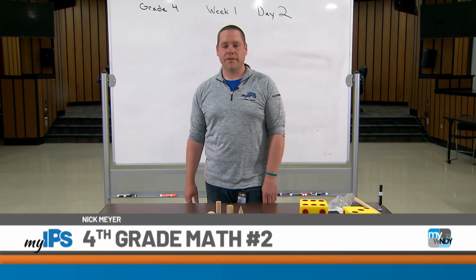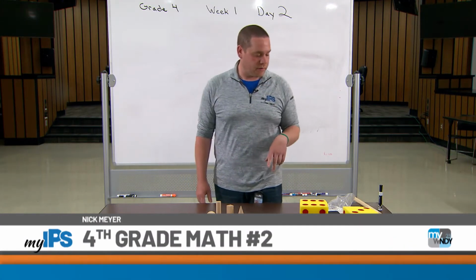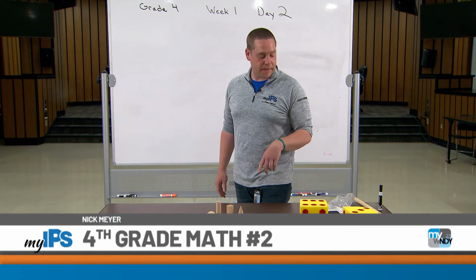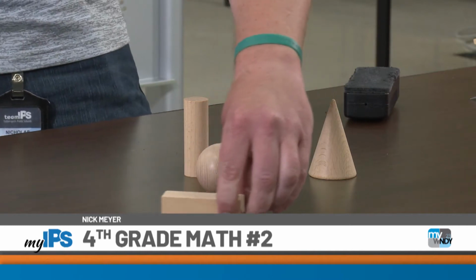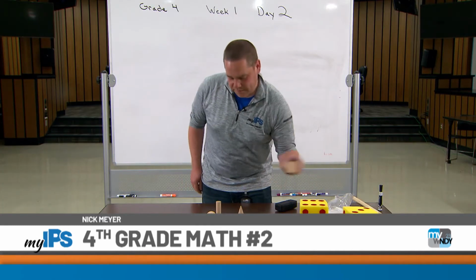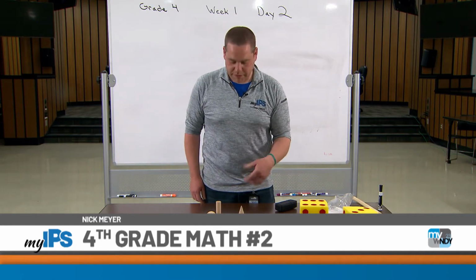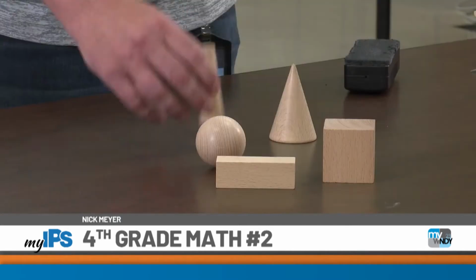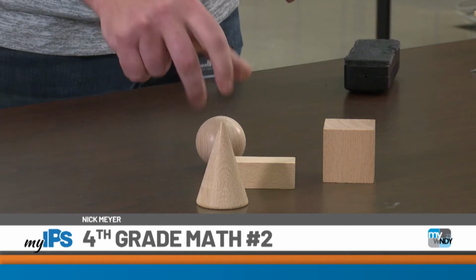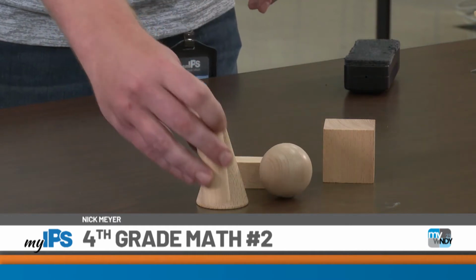Hey fourth graders, it's Mr. Nick again. We're ready for day 2 of your learning. Take a look at these objects. There's a rectangular prism, looks a little bit like that. You've got a cube, or a picture of a cube, a pyramid that I don't have on here, a cone, a sphere, and a cylinder.